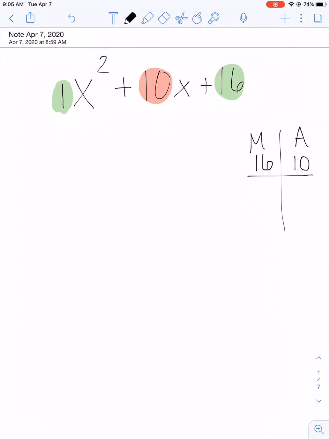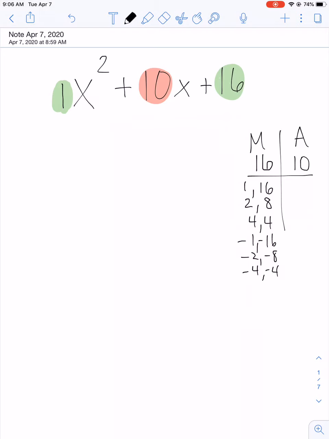And what I need to do is find two numbers that multiply to be 16. So let's list all of them. We've got 1 and 16, 2 and 8, 4 and 4. And don't forget, you've also got negative 1, negative 16, negative 2, negative 8, negative 4, and negative 4. So we also have the negatives of that. So all of those multiply to be 16. Now we need to figure out which one adds to be 10.